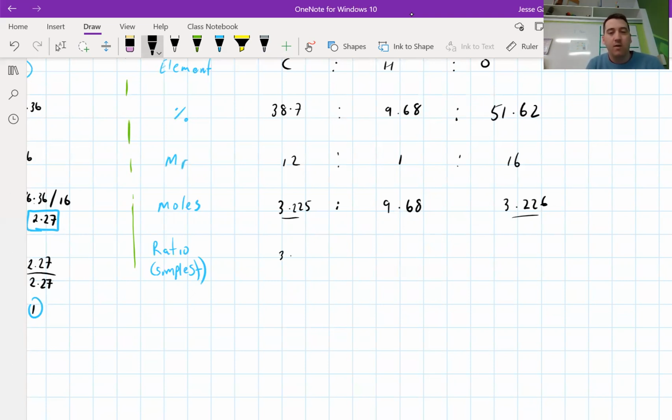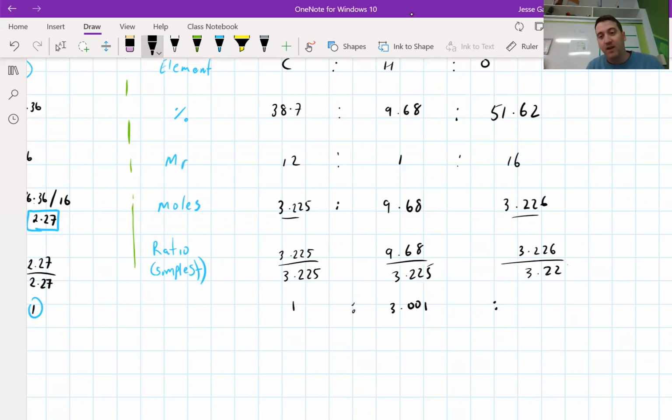So you're going to get 3.225 divided by itself, which will give you 1, is to 9.68 divided by 3.225, and it should get approximately 3. Now you might not get exactly 1 or exactly 3. You get 3.001. That'll do us just grand. We'll just round that to 3. And then this here is 3.226 divided by 3.225. You can see that's obviously going to be 1 as a whole number.